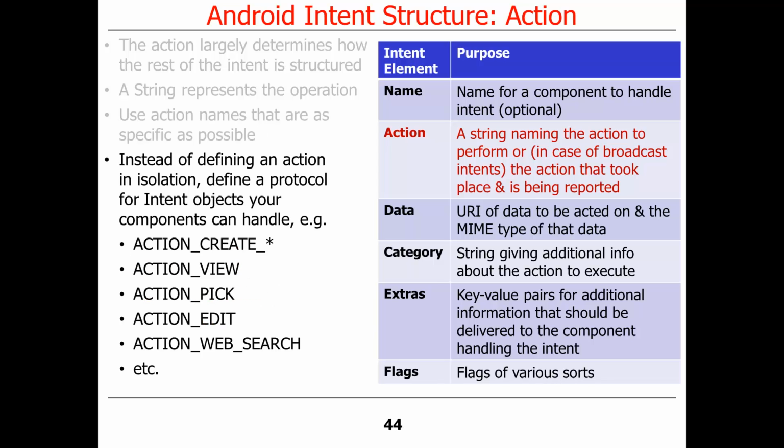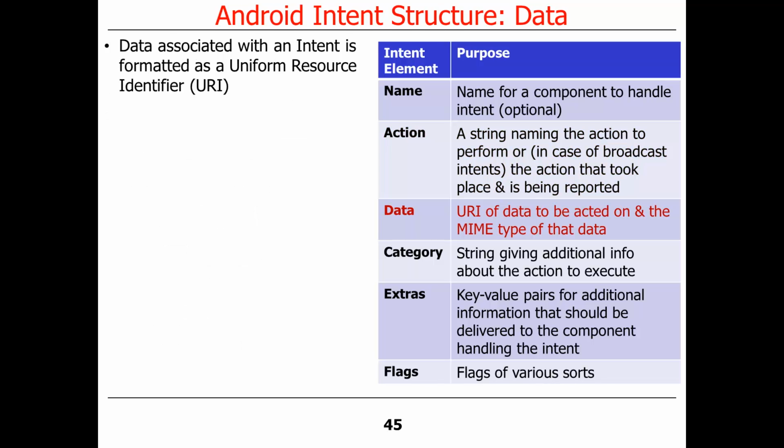And what you typically want to do is define these protocols, and you'll get a chance to play around with this for the next assignment, where you specify actions, either using ones that come out of the box from default or you make your own. So here are some of the ones that come out of the box from Android. Create, view, pick, edit, web search, and so on. And you'll actually get to use action view and action web search for assignment number 3.